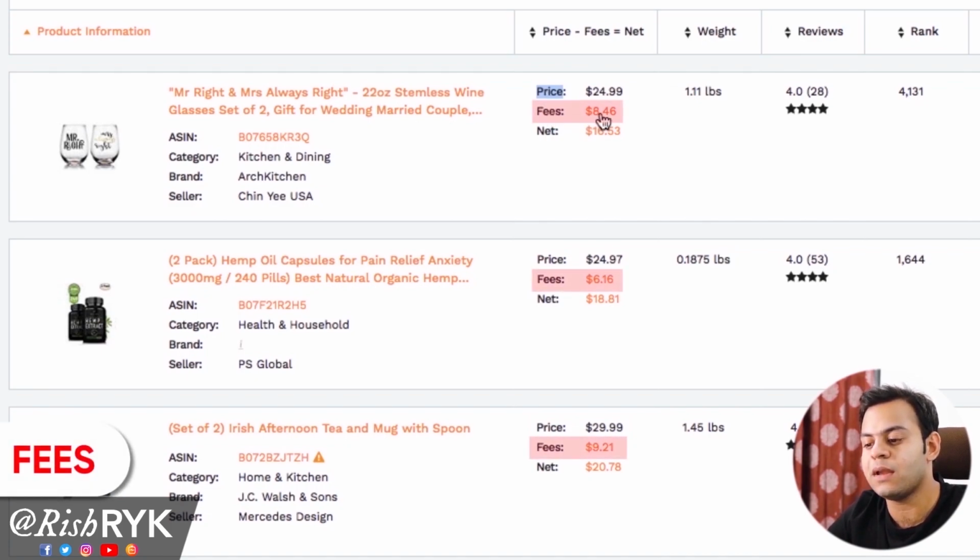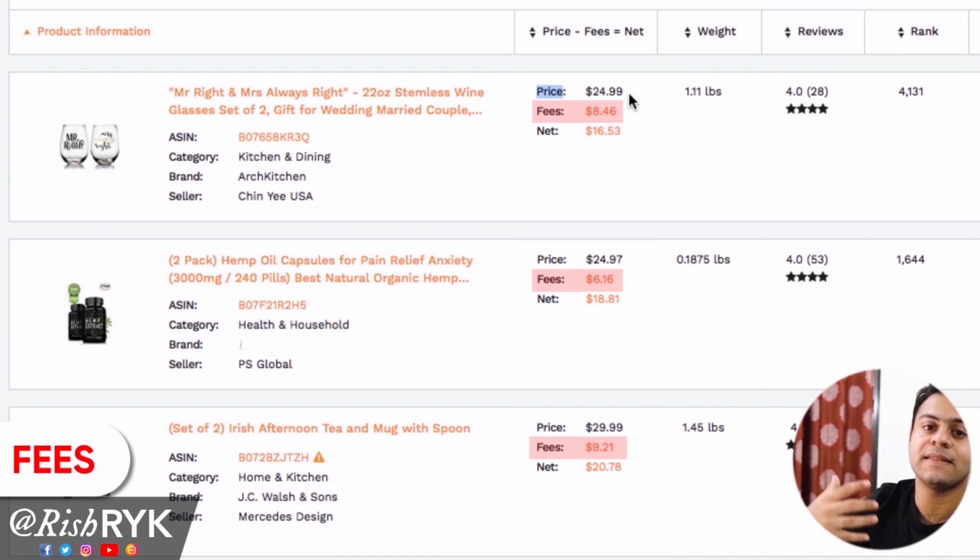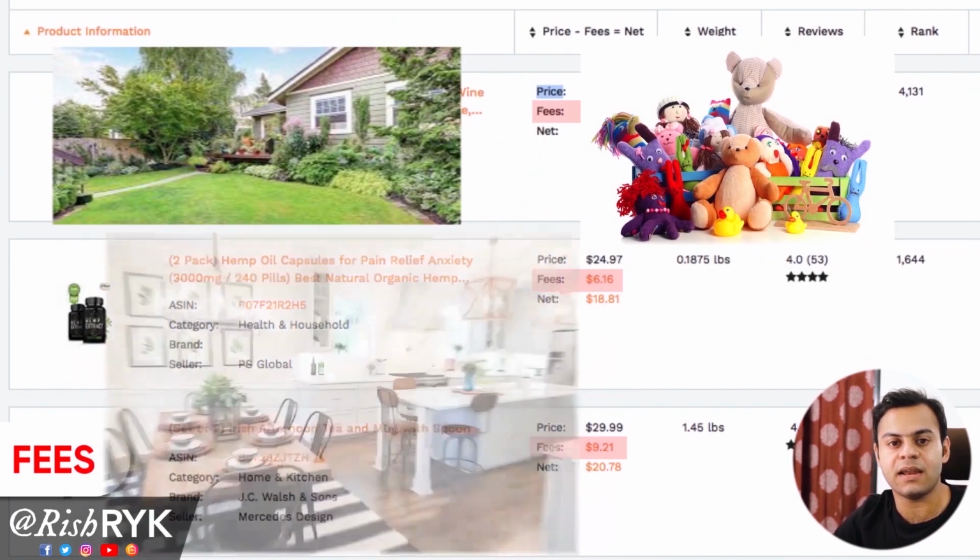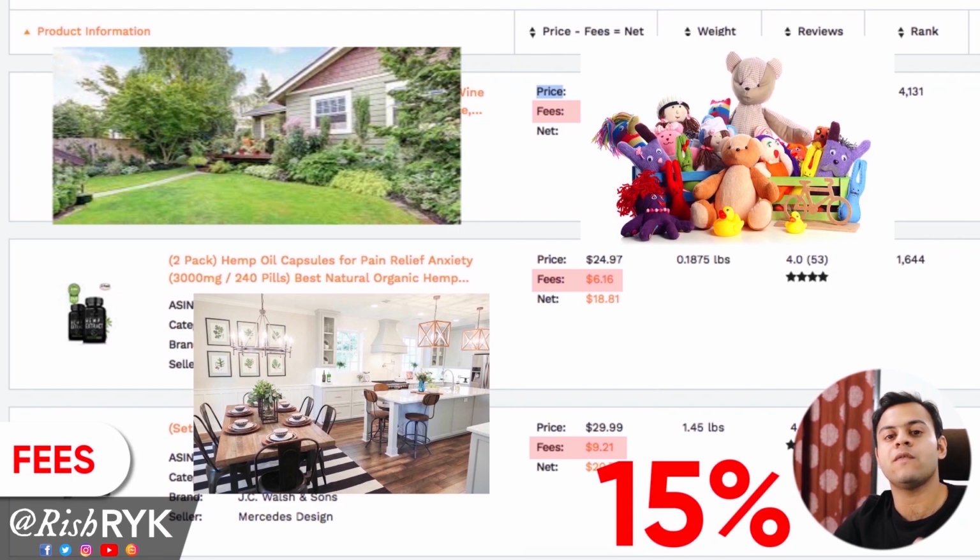Next, you see the fees over here. Now the fees is basically Amazon's FBA fees. It will be the collection of the referral fee that it might charge the seller when it is being sold at this price point, plus the FBA cost, which is the storage fee for a seller such as you or me to keep the product at Amazon's warehouse. So the fees is the sum of the storage fee plus the referral fee, which would depend on the category. For example, in categories such as home and garden, toys, kitchen and dining, I think it's a flat 15% of the selling price.